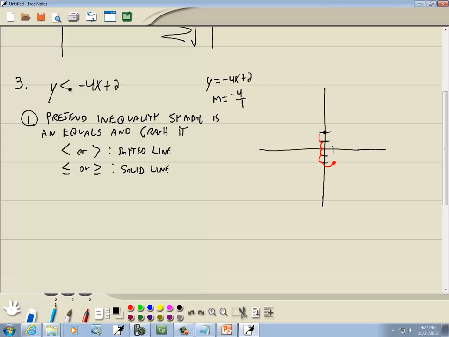Now specifically, this is a less than, which means we want a dotted line. So when you do this line, it's going to be a dotted line, like that.